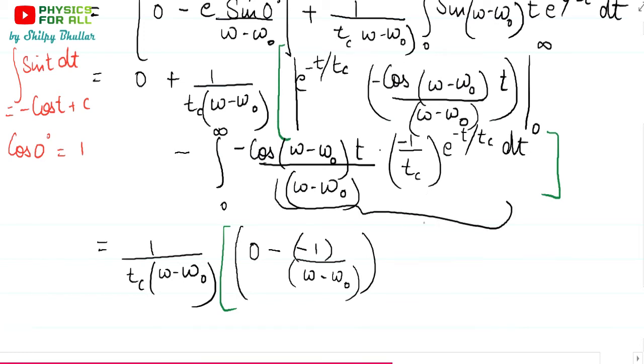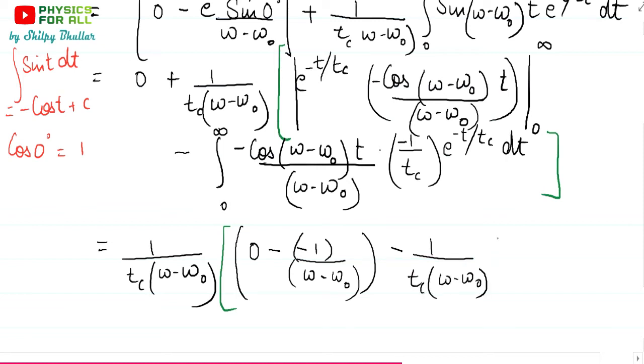And here, in this integral, just again bring the constant quantities outside. So you can see here we have a minus sign, here we have a minus sign, and here again we have a minus sign. So three negative signs are there. That means we will have a negative sign here as well. And the constant term is Tc and omega minus omega naught. So 1 upon Tc omega minus omega naught in integration 0 to infinity cos omega minus omega naught t e raised to power minus t by Tc dt. And again, I'm going to close the bracket.